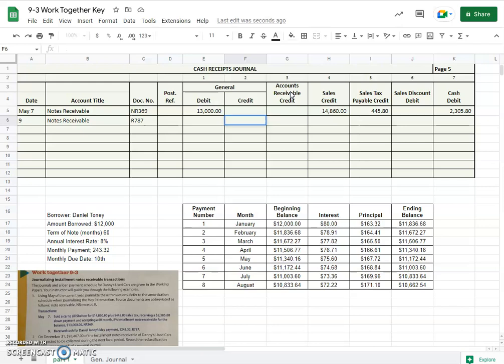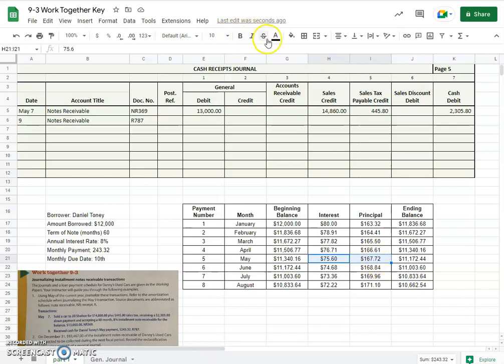The payment is $243.32. Oh, but we're going to have to split this, right? Because not all of it is paying down the note. There's a principal part and there's an interest part to each payment. So the whole payment is $243.32, but it has to be split between interest and principal. And how are we going to do that? Well, here's his note, Daniel Tony. His monthly payment is $243.32, and this is the May payment. So here should be our numbers for it.